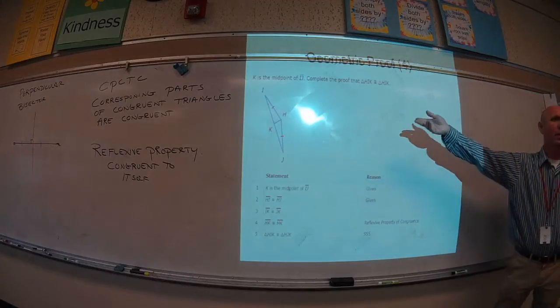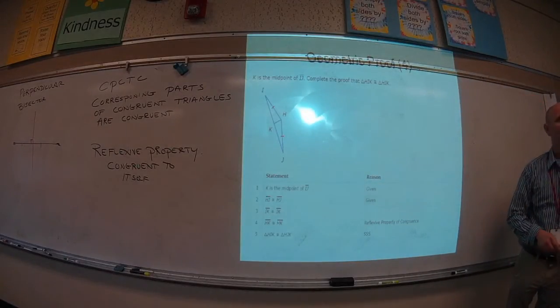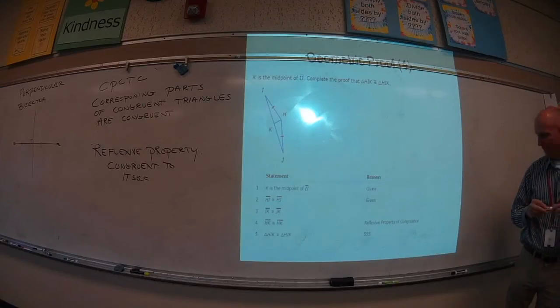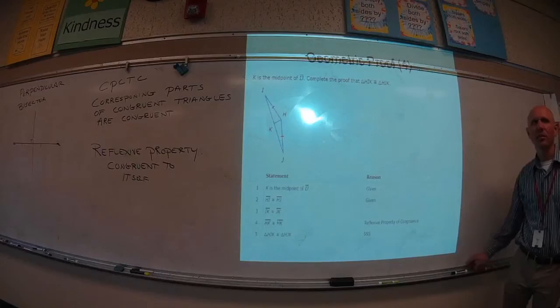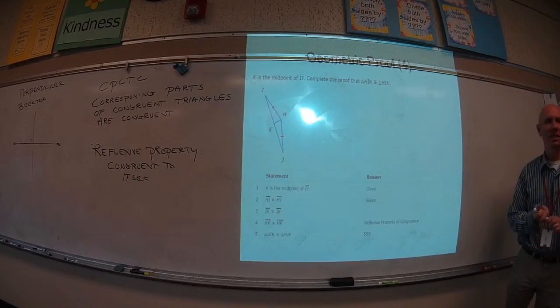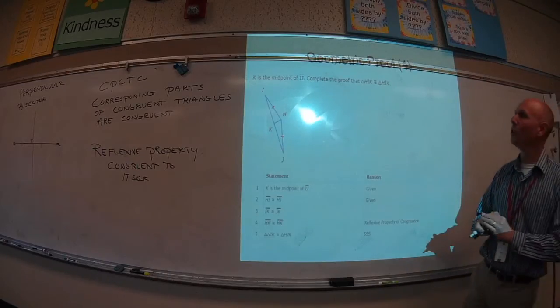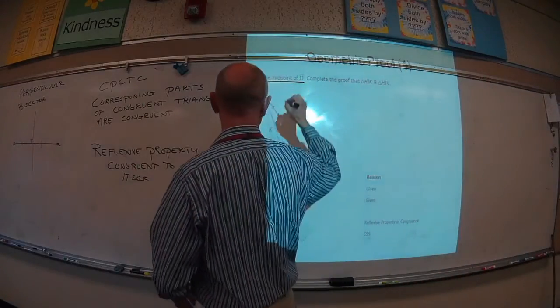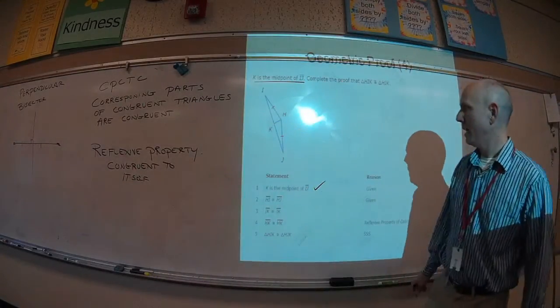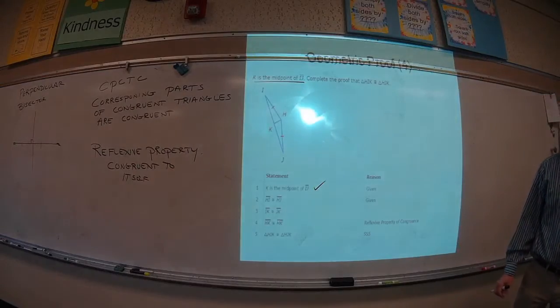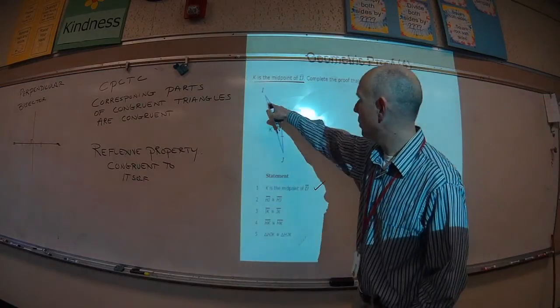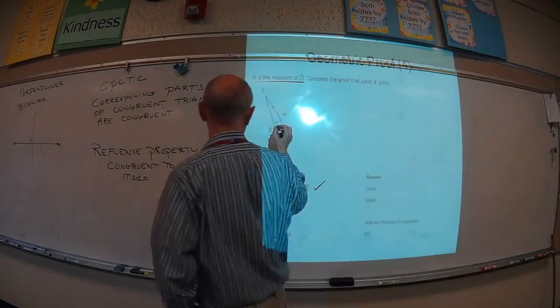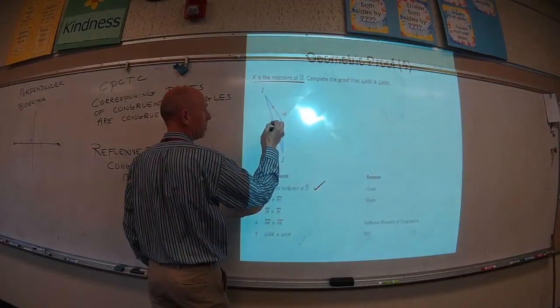K is the midpoint. How do I know that, Maddie? JJ, how do I know that it's the midpoint? It's given. I told you it was the midpoint. Yeah, given. HI is congruent to HJ. I'm going to put that midpoint up here, though. I'm going to make a dot right there. Midpoint.